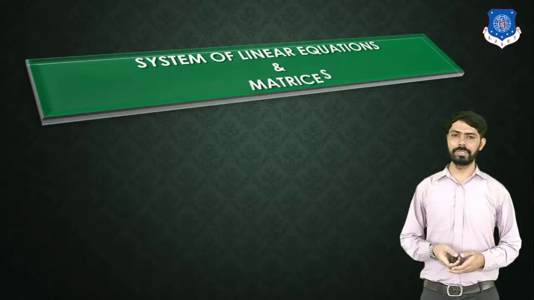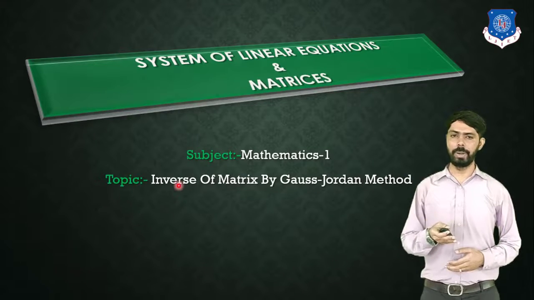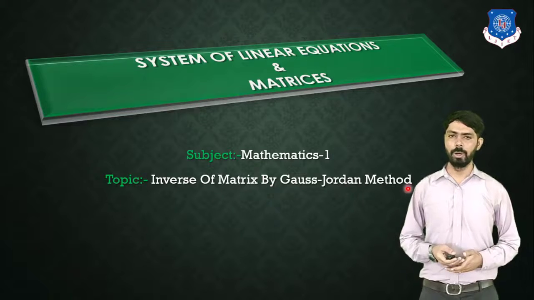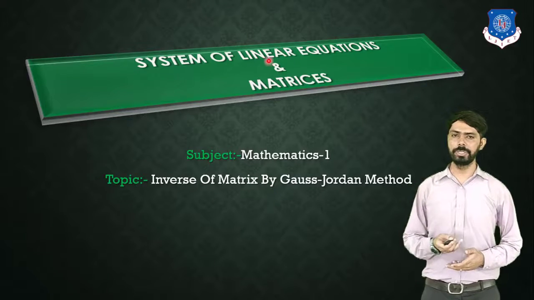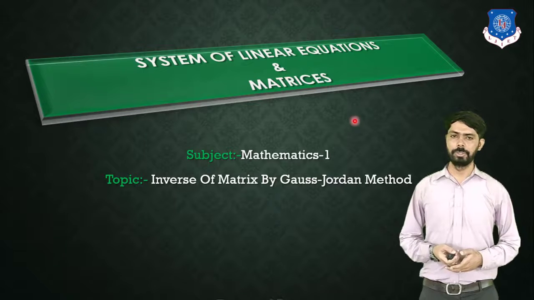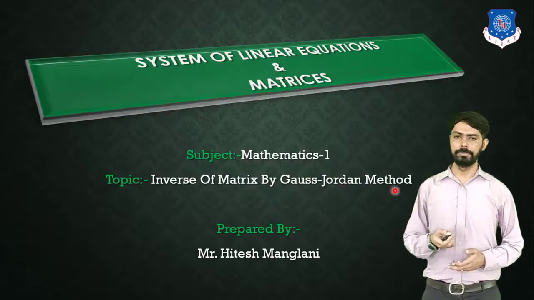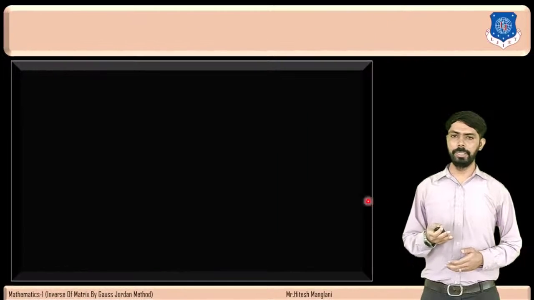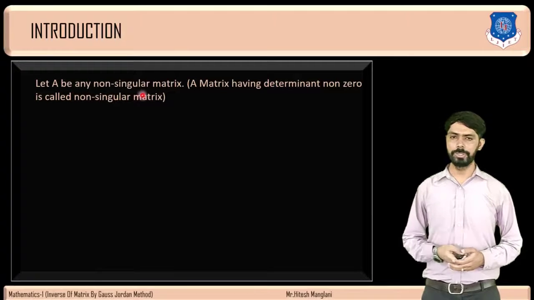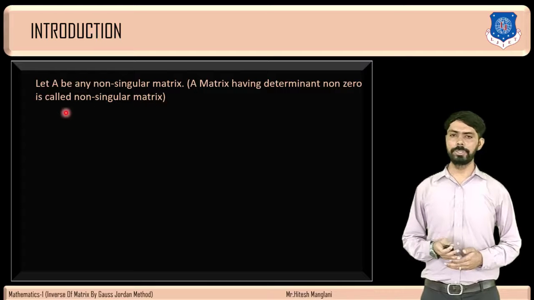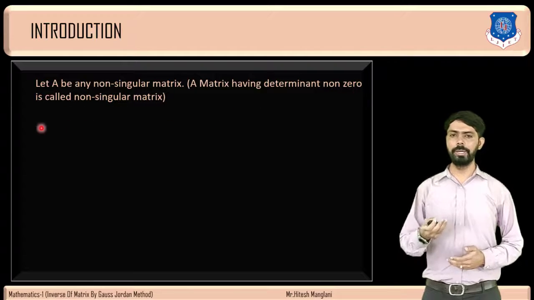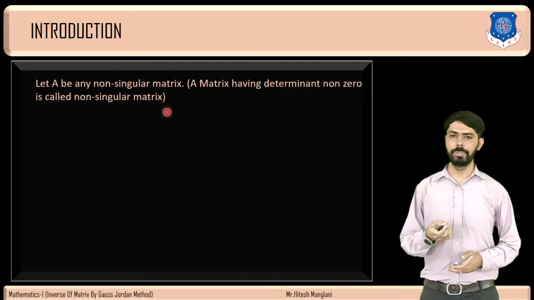So today we will discuss the topic, inverse of matrix by Gauss-Jordan method, of the chapter System of Linear Equations and Matrices. First of all, we will understand what the Gauss-Jordan method is. Here, let A be any non-singular matrix. Now, what is the meaning of non-singular matrix? A matrix having non-zero determinant is called a non-singular matrix. So if the determinant of a matrix is not equal to 0, then that matrix is called a non-singular matrix.